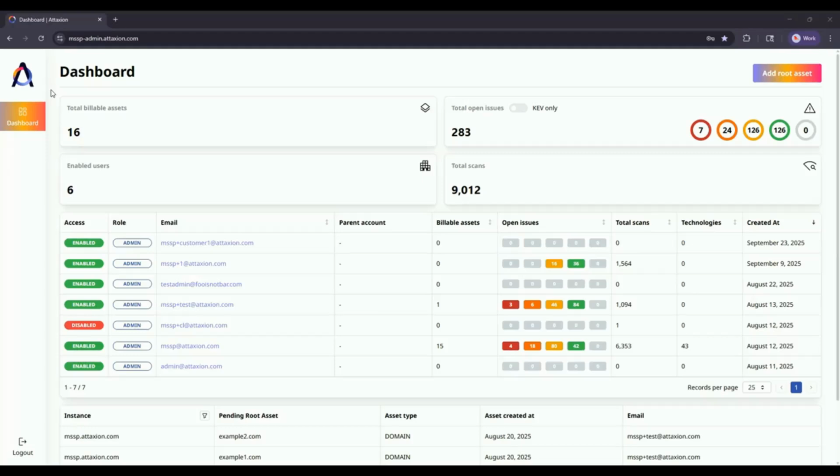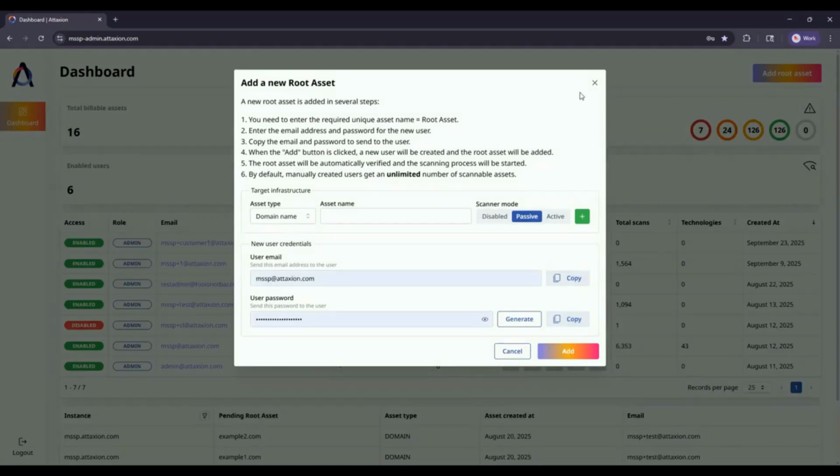And for our service provider friends, we also offer an MSSP admin panel where they can manage and also create new accounts for customers.